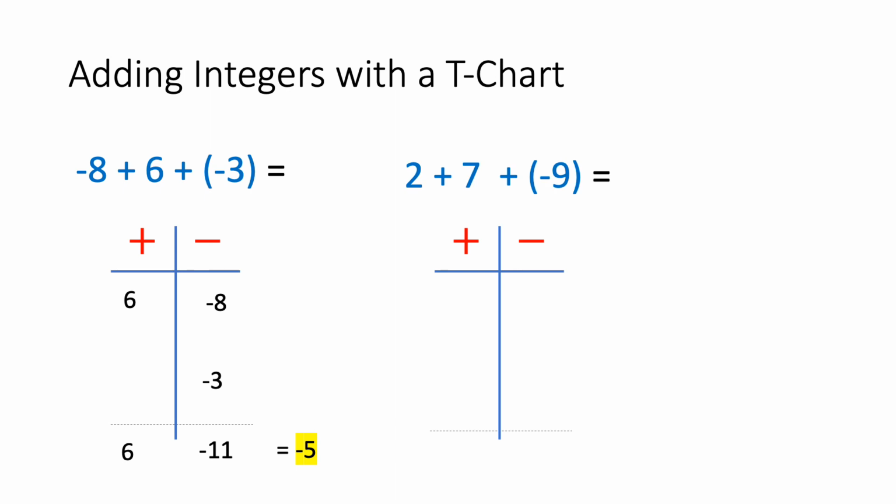2 plus 7 plus -9. Put 2 in the positives, 7 in the positives, and -9. Add the positives and we get 9. Bring down the -9, and 9 minus 9 equals 0. And that is all for the examples for how we can use models to solve integer addition problems.